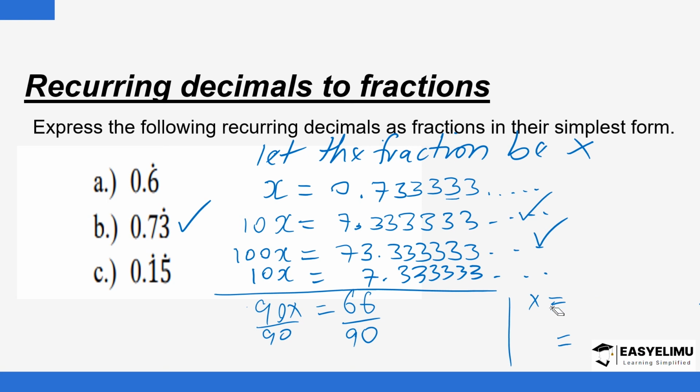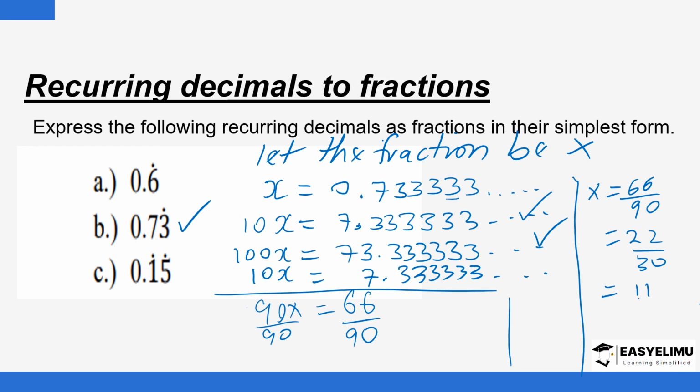Maybe let me write it up a bit so that we have some space. So x is equal to 66 over 90. If you divide the numerator by 3, it will be 22, and the denominator will be 30. Again, you can divide by 2, so that we have 11. You divide 30 by 2 is 15. So this is 11 over 15. So 0.73333 expressed as a fraction will be 11 over 15.